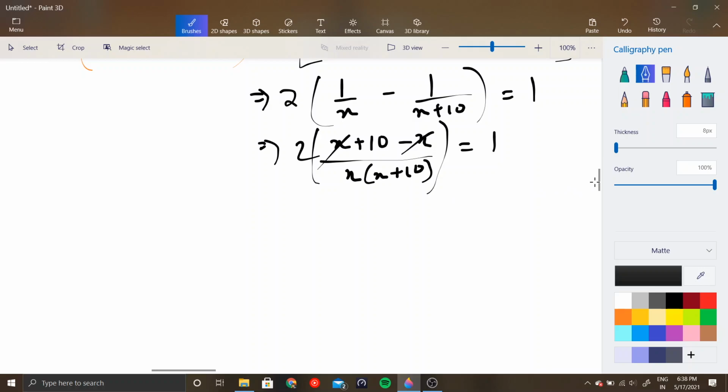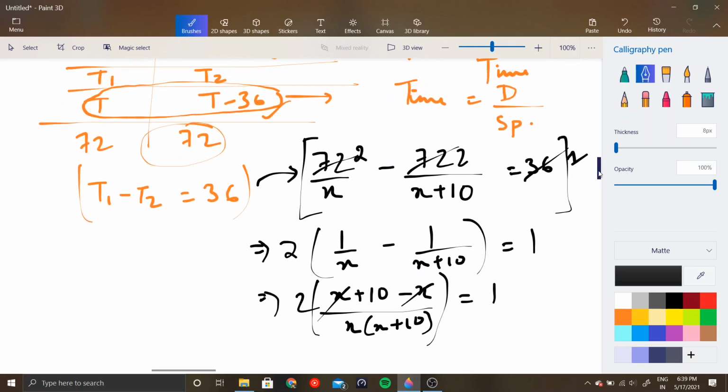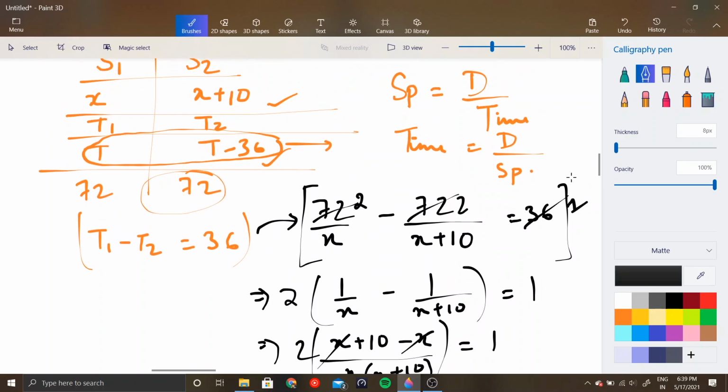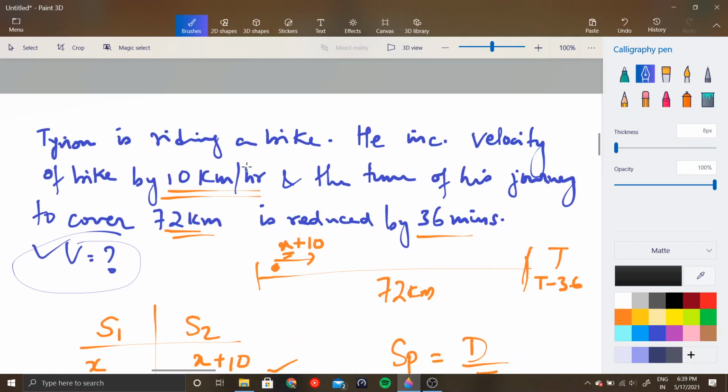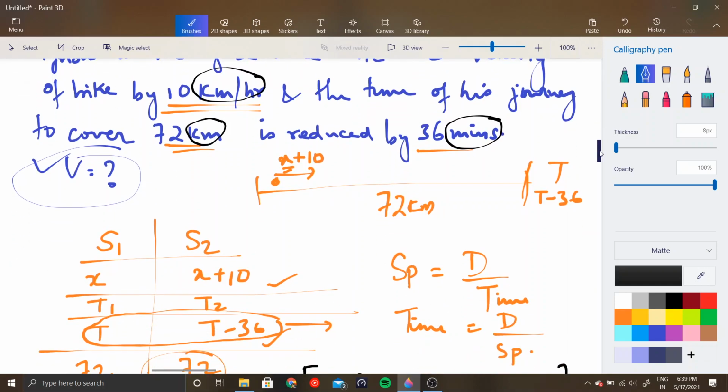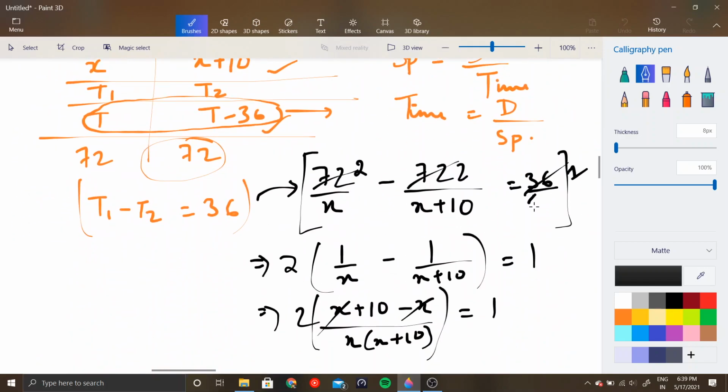Okay guys, here you need to understand one thing. We have done something wrong in the equation. What we have done wrong? We have actually calculated everything, but we have missed the units. So this was given in kilometer per hour, this was kilometer, and this was minutes, right? This was minutes. So this was not 36, this was 36 by 60 because 1 hour is 60 minutes. So 1 minute is 1 by 60, so 36 minutes is 36 by 60. Now this is correct. So just a small mistake guys, I hope you correct it here.